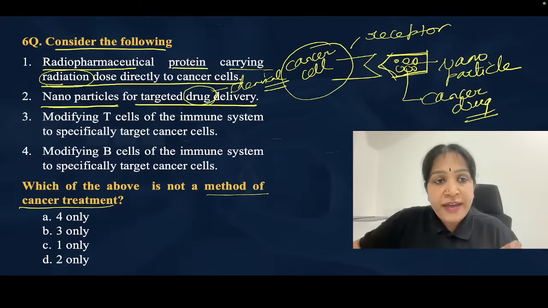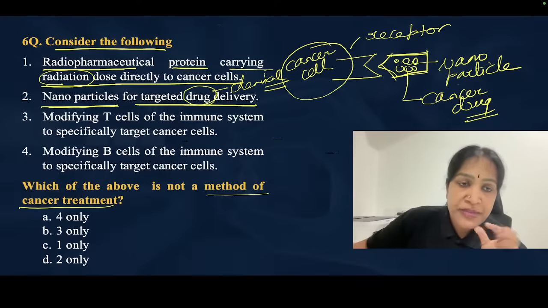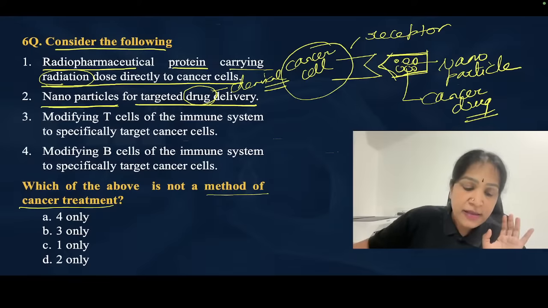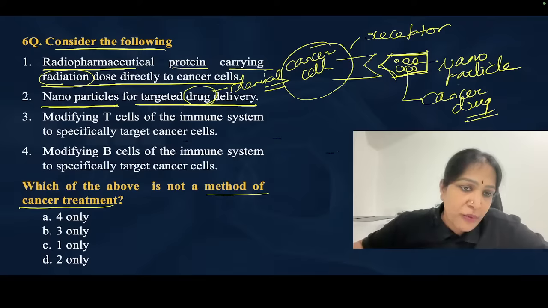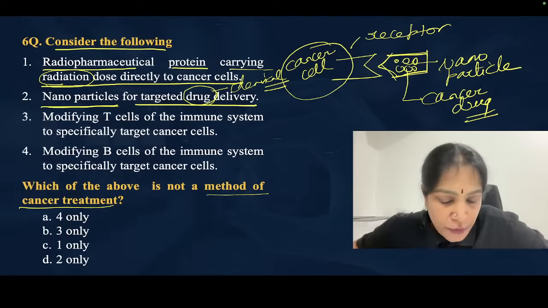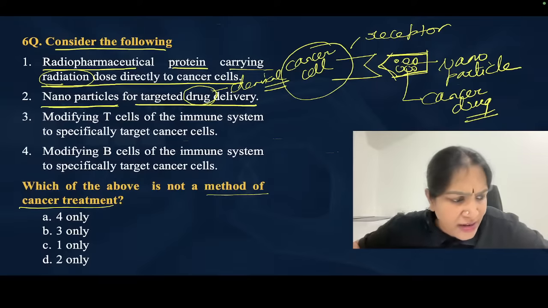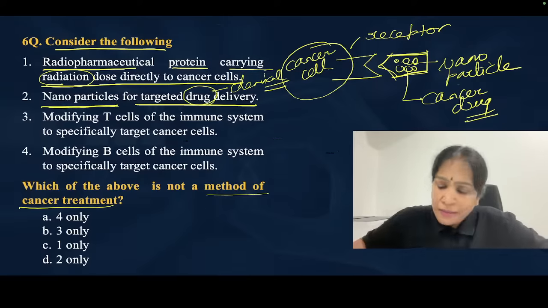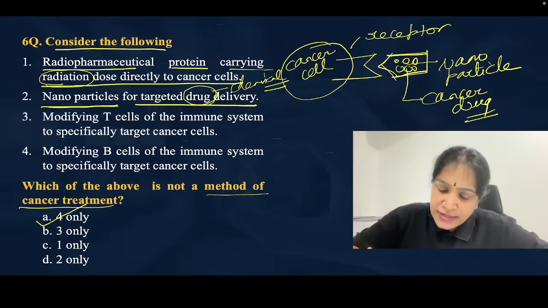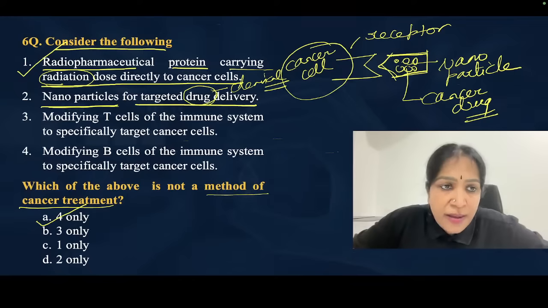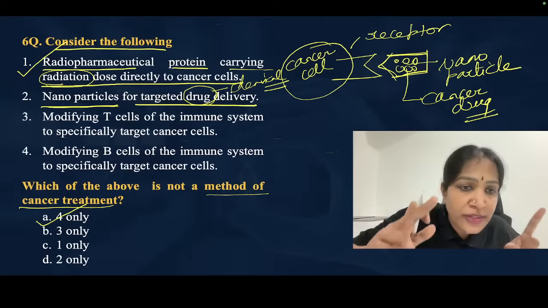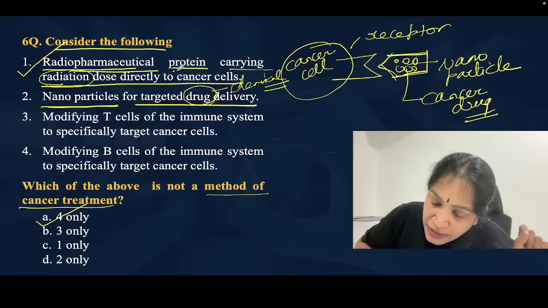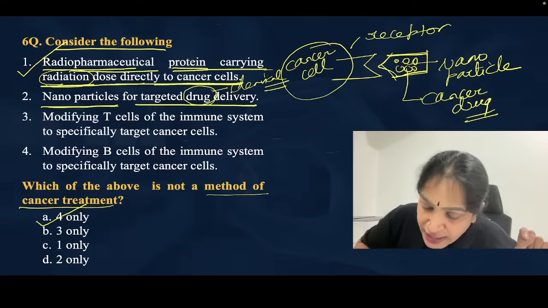Modifying the T cells of the immune system to specifically target the cancer cells. Modifying the B cells of the immune system to specifically target the cancer cells. Which of the above is not a method of cancer treatment? Answer the question. Some of you have given the answer A, C, A, D, all answers have come. But the right answer is A, because this is correct. The article is all about the first statement, isn't it? The news article we discussed is about the first statement. Radiopharmaceutical protein carrying radiation dose directly to the cancer cells.